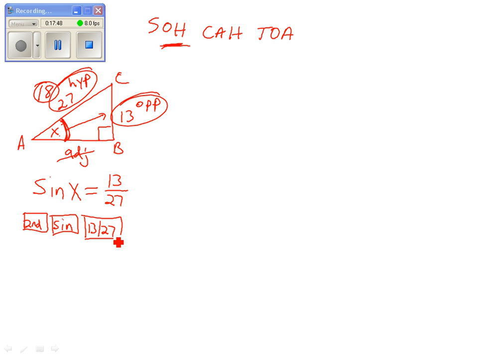28.7822 something. Well, we're going to round it off, and we're going to say that x equals, since it's an angle, we're going to round it off to nearest degree. X equals about 29 degrees.